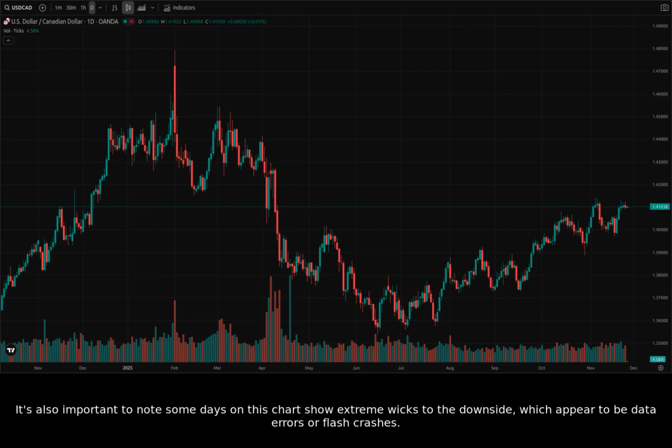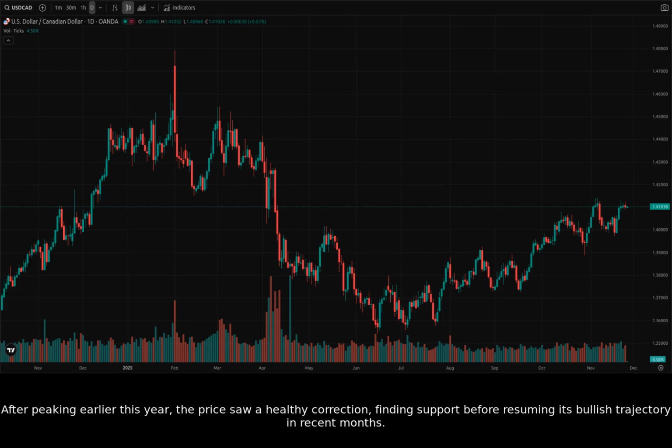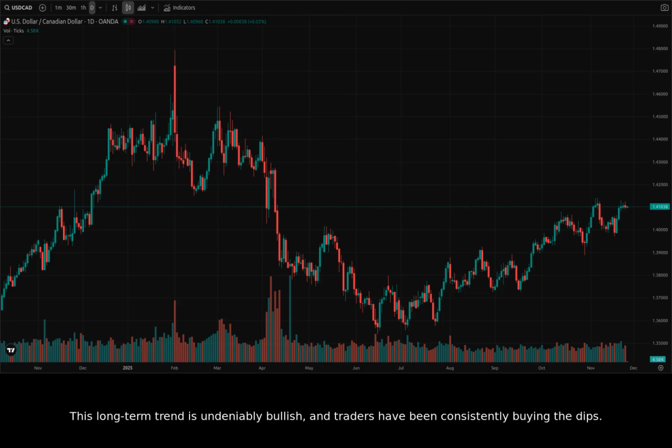It's also important to note some days on this chart show extreme wicks to the downside, which appear to be data errors or flash crashes. These candles were immediately bought back up, but we will focus our analysis on the more reliable open, high, and closing prices, as these anomalous lows are not indicative of true market structure. After peaking earlier this year, the price saw a healthy correction, finding support before resuming its bullish trajectory in recent months. This long-term trend is undeniably bullish, and traders have been consistently buying the dips.